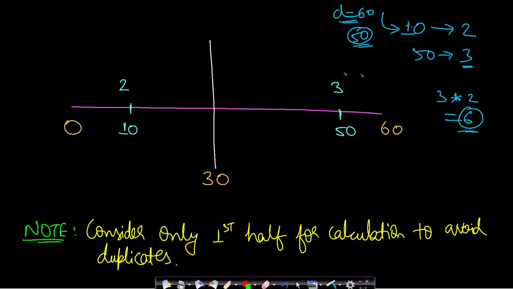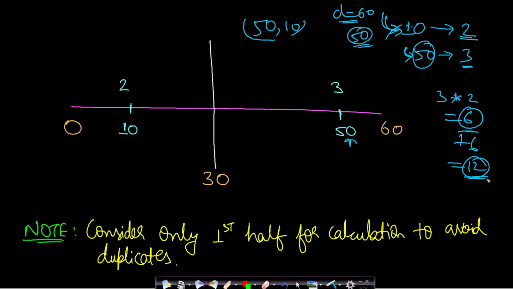Now when you move to this 50, again we were counting the pair element. For 50 the pair element will be 60 minus 50, which is 10. Again 10 is occurring here 2 times, so we will multiply 3 with 2 and add 6 to it. So the count value will be 12, but this is wrong. We are doing duplicate counting.